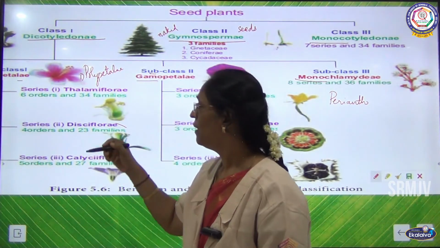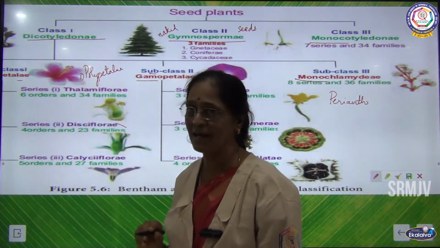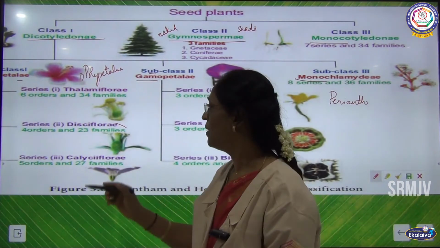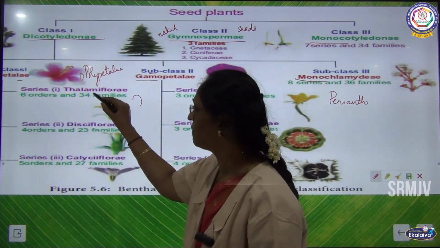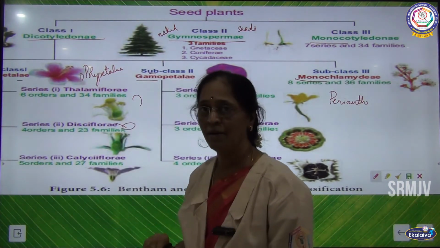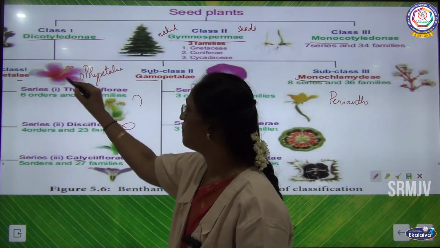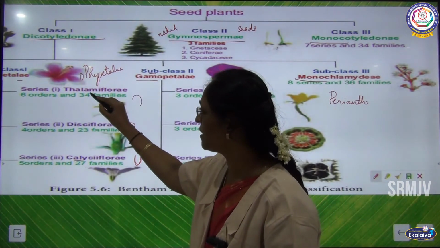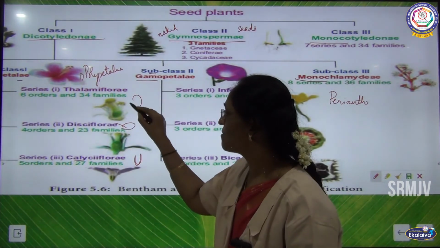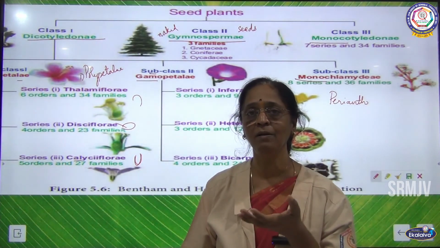And this polypetalae is again divided into three subseries. The first subseries is called thalamiflorae. And this series is based on the shape of the thalamus. If you find a dome shaped thalamus, then they are placed under thalamiflorae. The second series is disciflorae, a disc shaped thalamus, and calyciflorae is a cup shaped thalamus. So, the polypetalae is further divided into the series thalamiflorae, disciflorae, and then calyciflorae, based on the shape of the thalamus. What is a thalamus? The receptacle which is going to bear all the floral leaves.